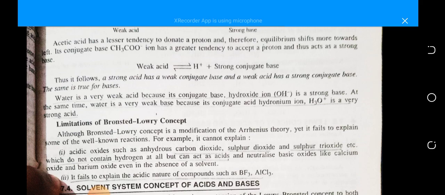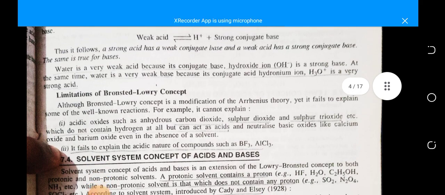Water is a very weak acid because its conjugate base, the hydroxide ion, is a strong base. At the same time, water is a very weak base because its conjugate acid, the hydronium ion H3O positive, is a very strong acid. Limitation of the Bronsted-Lowry concept.